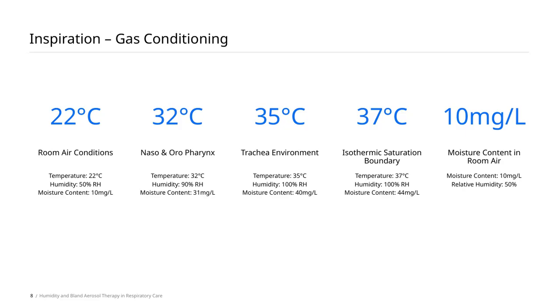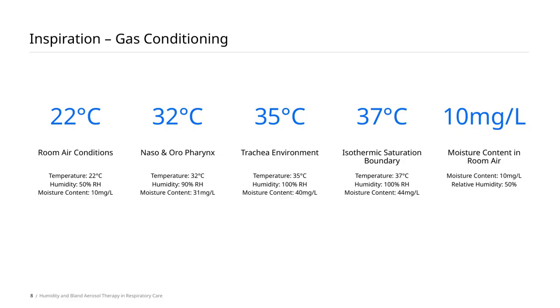Let's take a closer look at the moisture content in room air and how it changes as it moves through the respiratory tract. Starting with room air conditions, we see that at 22 degrees Celsius and 50% relative humidity, the moisture content is about 10 milligrams per liter. This is our baseline for ambient air. As this air is warmed and humidified, the isothermic saturation boundary plays a key role. At this point, the temperature reaches 37 degrees Celsius, and the humidity is 100% relative humidity, resulting in a moisture content of around 44 milligrams per liter.